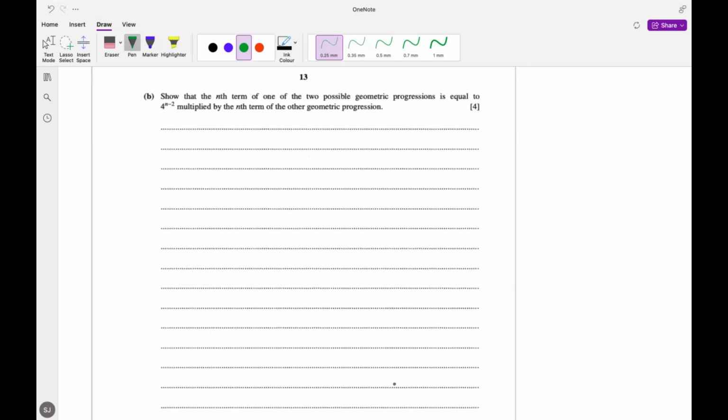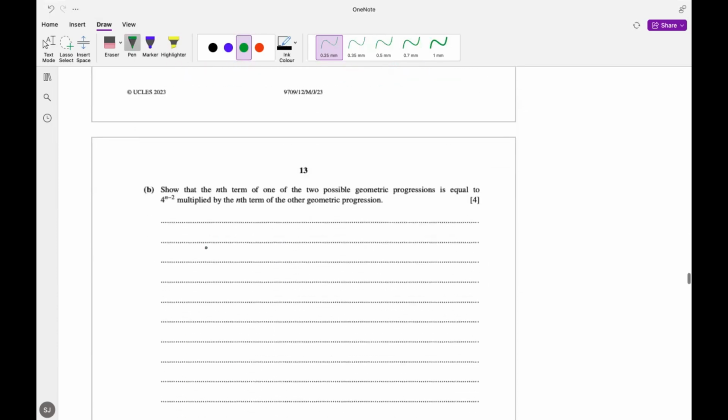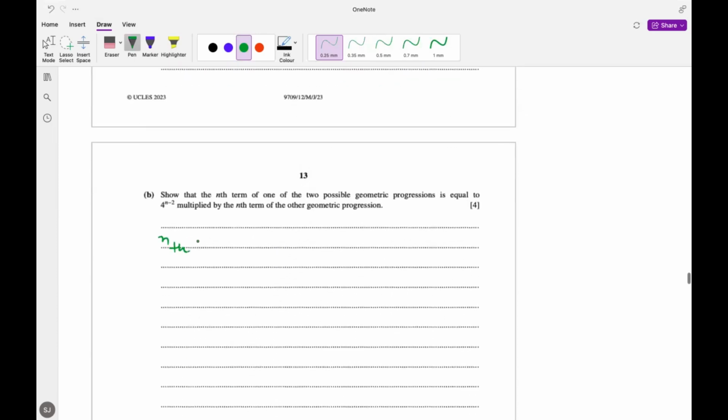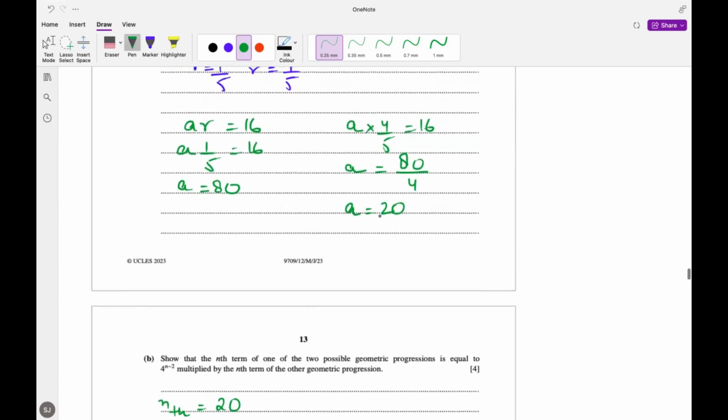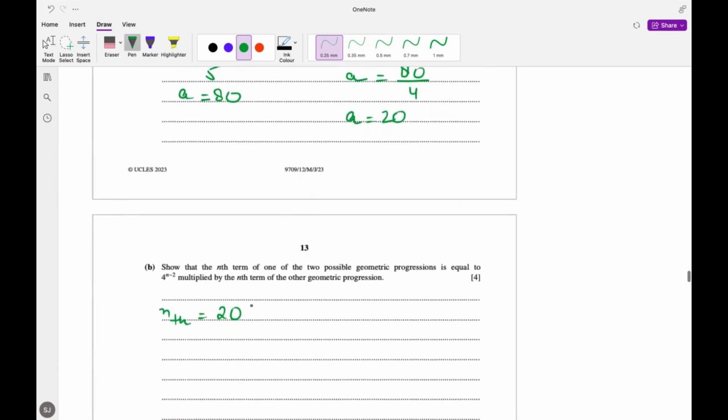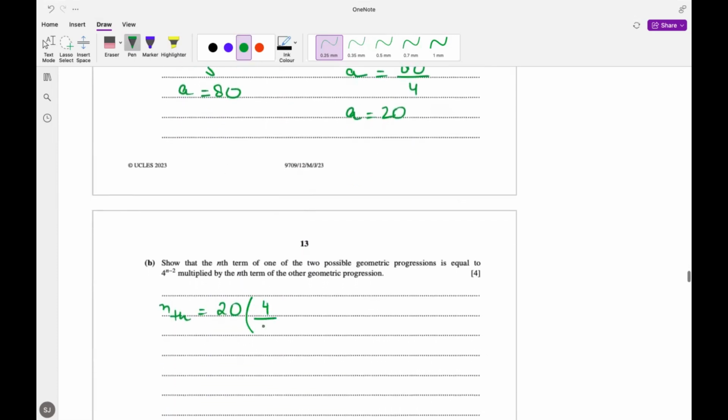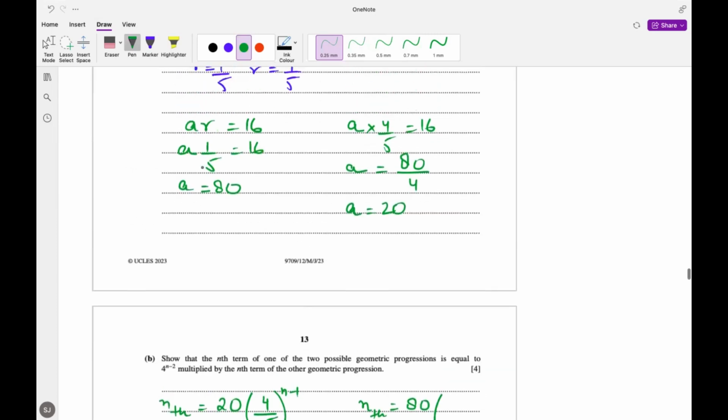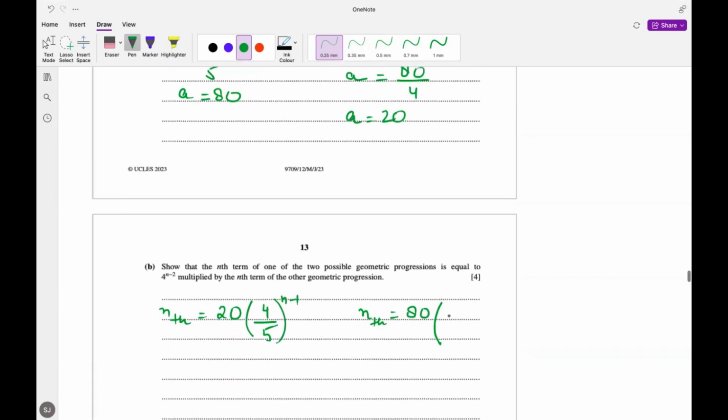In part B, it is saying to show that the nth term of one of the two possible geometric progressions is something. Now, as we had two values of a, for the nth term, one formula will be 20, and when we got a as 20, the common ratio was 4 upon 5. The formula will be 20 times 4 upon 5 to the power n minus 1. For the other geometric progression, the first term was 80 and the common ratio was 1 upon 5, so this will be 80 times 1 upon 5 to the power n minus 1.